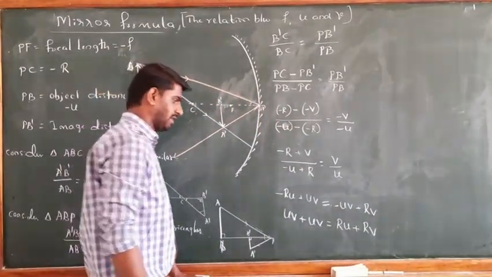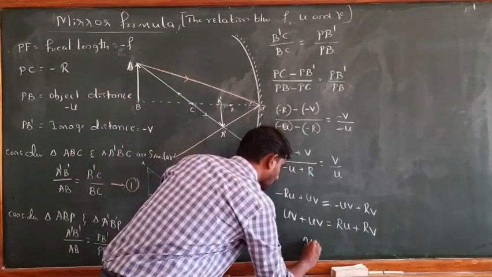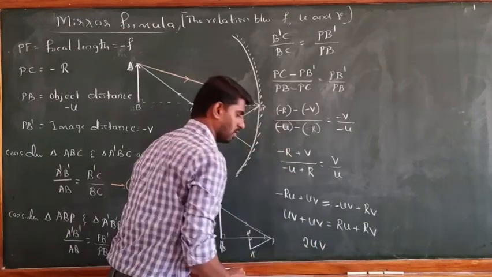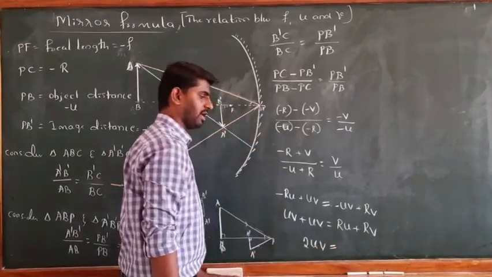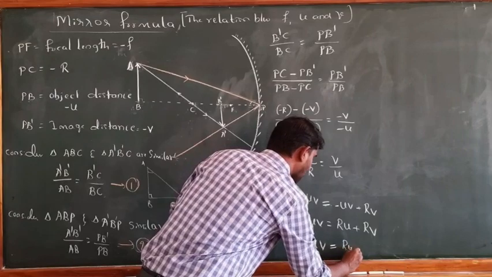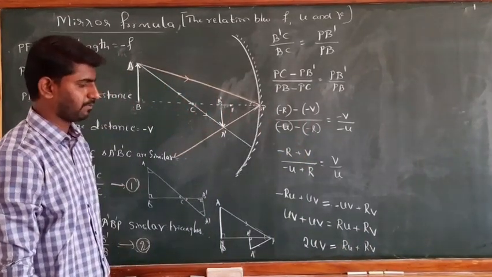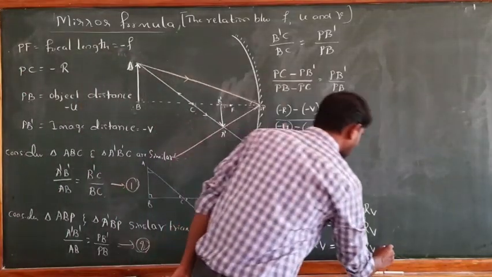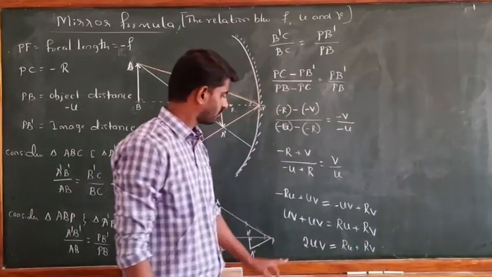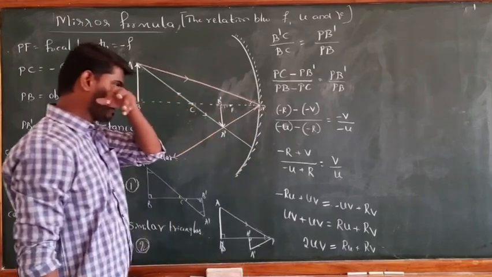Clear? Right. So UV plus UV, 2UV equal to RU plus RV. Right? I call this equation number 3, or let's say UV. Okay, see what's our intention?